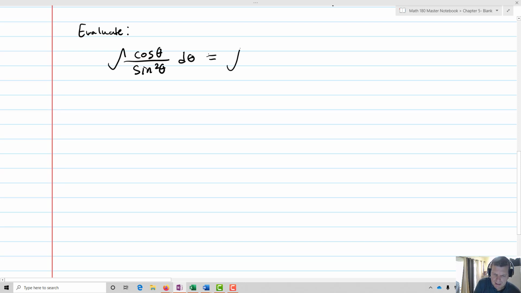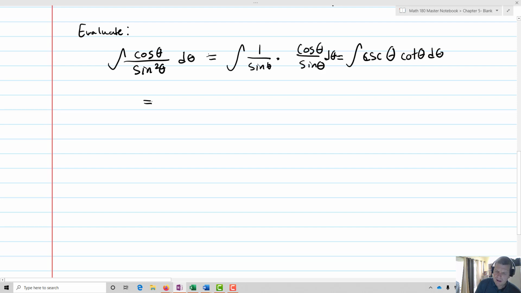Okay, so we'll notice that this is going to be the integral of 1 over sine theta times cosine theta over sine theta, which equals the integral of cosecant theta times cotangent theta d theta. And what we want to notice is that that is the derivative of negative cosecant theta. So the antiderivative of cosecant theta cotangent theta is negative cosecant theta plus c. And there we go.